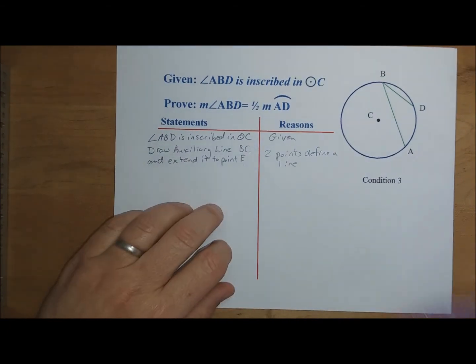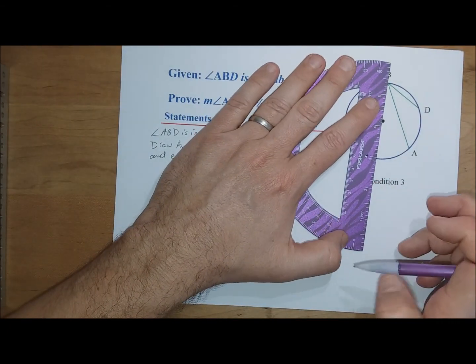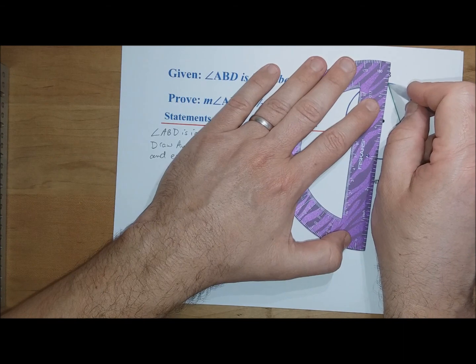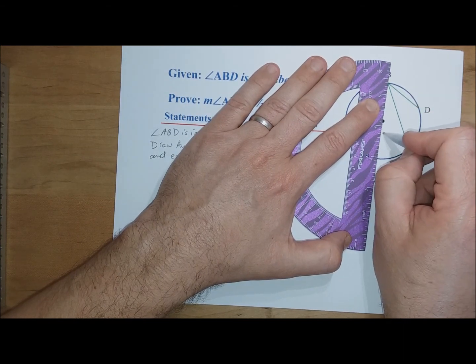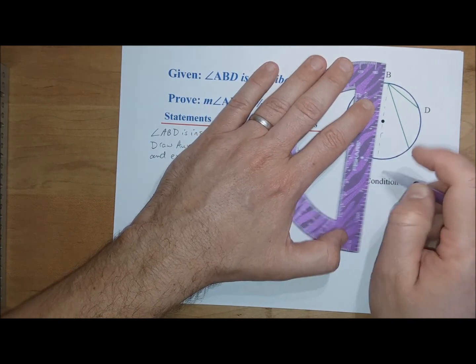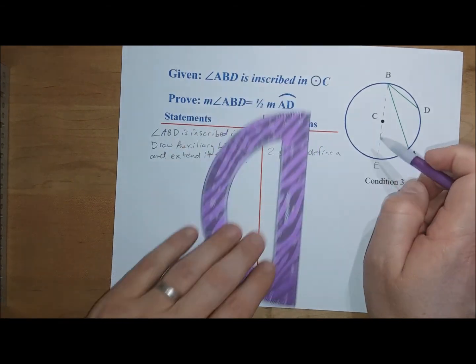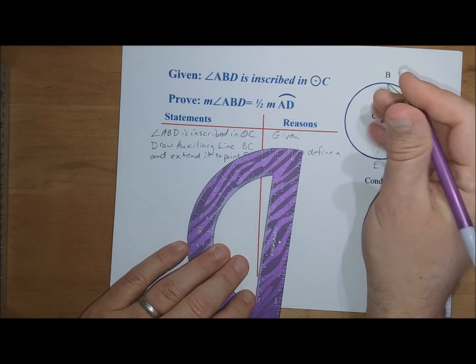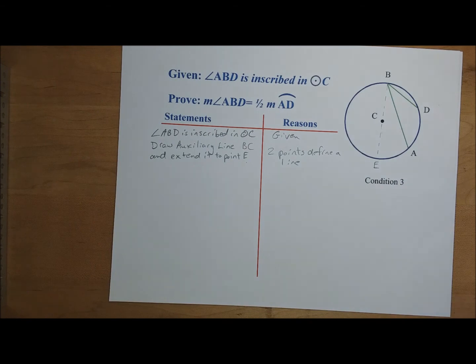Good, so that's going to look something like this. We're going to draw a little dashed line going from B through the center point C until we hit the other side of the circle, and we'll mark that point E. Good. And where are we going to take our proof from there?